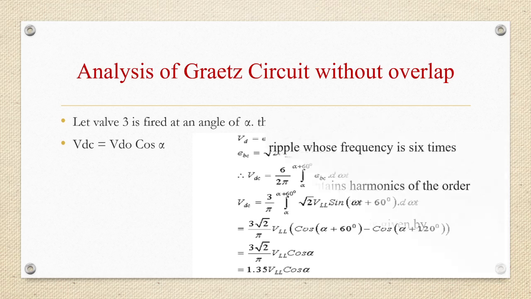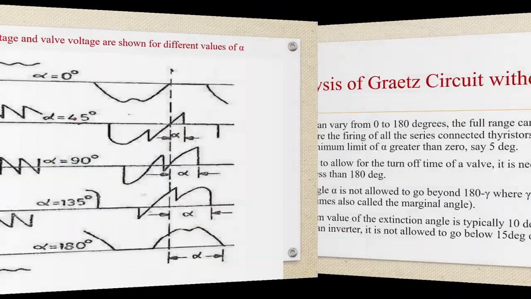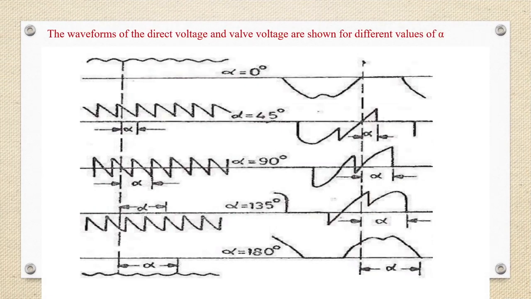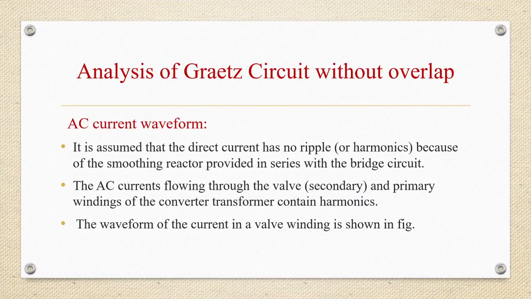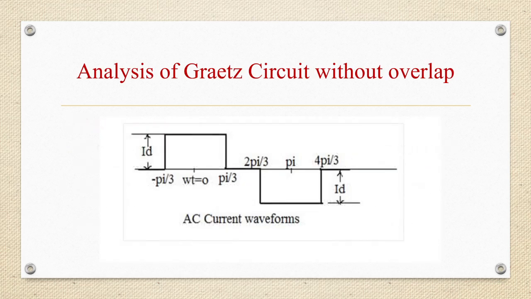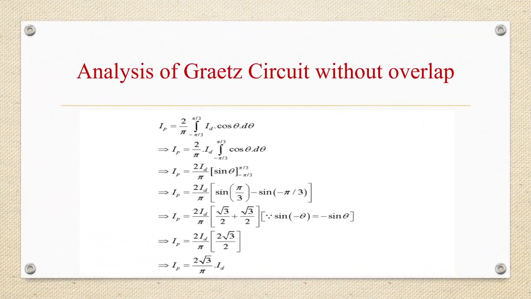Then we have seen the VDC value. DC voltage waveform we have seen. These are the voltage waveforms of direct voltage and valve voltage. Then AC current waveform we have seen. It is assumed that direct current has no ripples because of the smoothing reactor, and AC currents flowing through the valve and primary winding of the converter contain harmonics. So the AC current waveform is shown here, and we have formulated the equation for current.